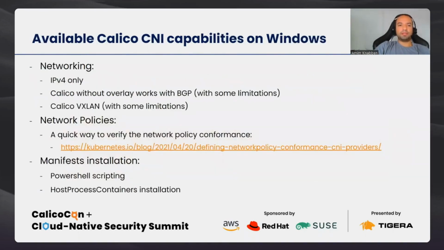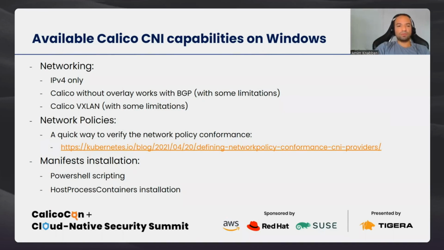The available capabilities in the Calico CNI for Windows. For the networking side, it includes IPv4 only, Calico running with the BGP mode without overlays, and Calico supports VXLAN as an overlay. For the network policies, it works as well. The blog post below shows one network policy conformance that we wrote 1 year ago. You can use this to test your cluster and validate the network policies or conformance with the specification defined in this blog post.